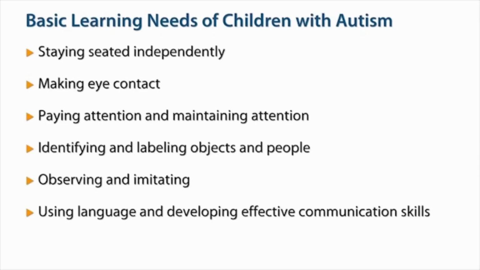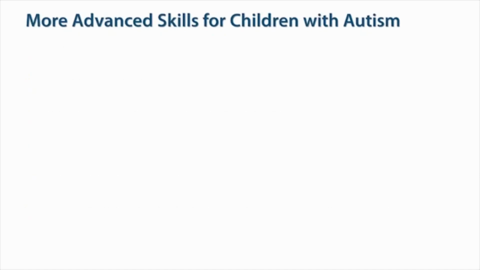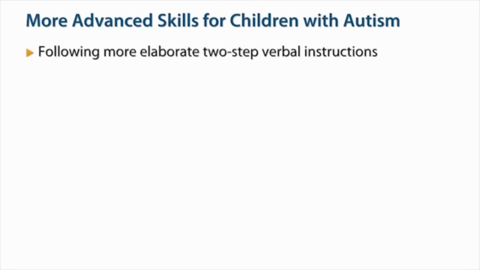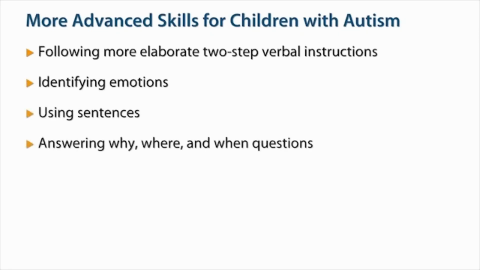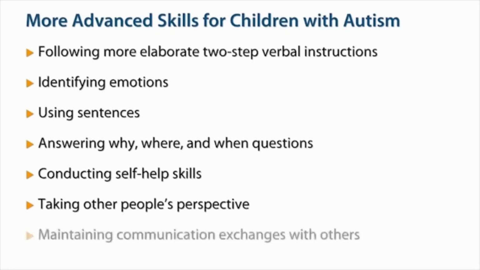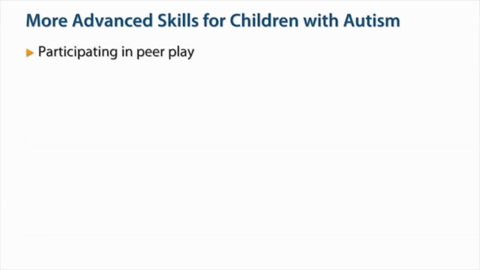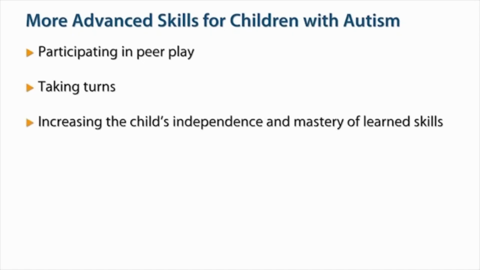Now, as basic learning skills get met, then you can move on to more advanced skills like following a two-step verbal instruction, such as comb your hair and put the brush away, identifying emotions, using sentences, answering why, where, and when questions, conducting self-help skills like dressing, toileting, or brushing teeth, taking other people's perspective, having more complicated back and forth exchanges, participating in peer play, taking turns, increased independence and mastery in academic, social, and emotional areas.